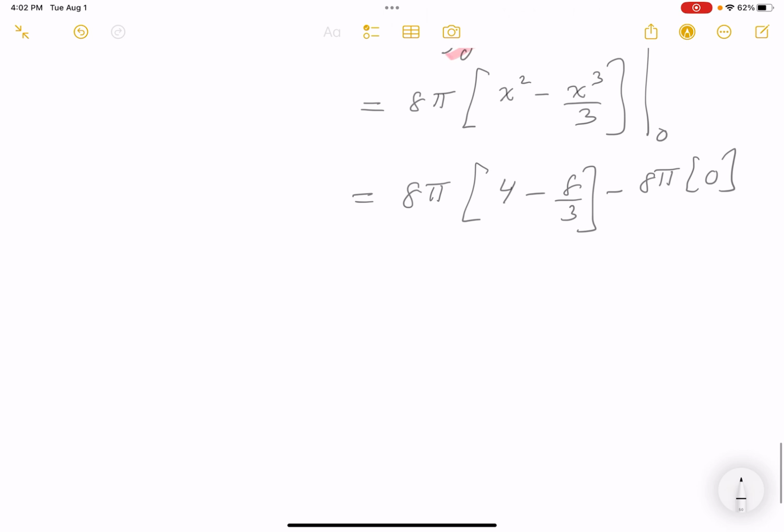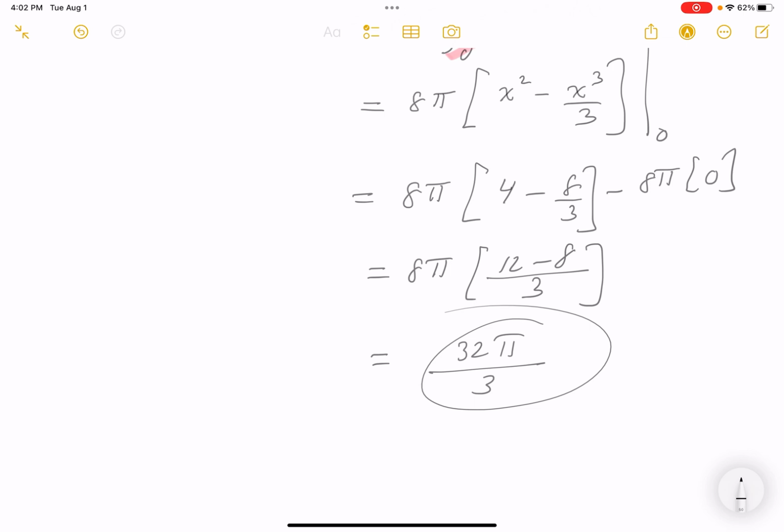What do you get here? Let's write this down. We'll look at the key in a moment. Common denominator of 3. You get 12 minus 8, which is 4. 4 times 8 is 32. So 32 pi over 3. Next milestone: I was able to do the integration and evaluation, and we're good to go to the next question. Thank you.